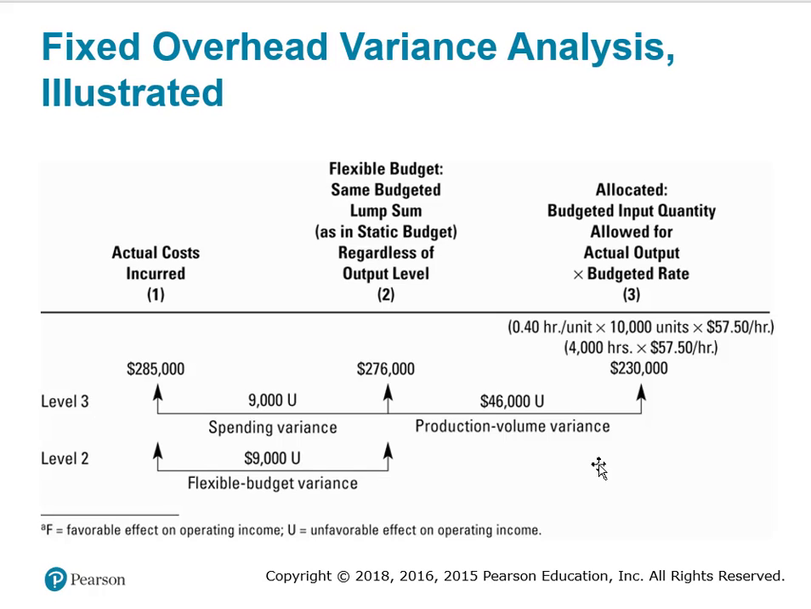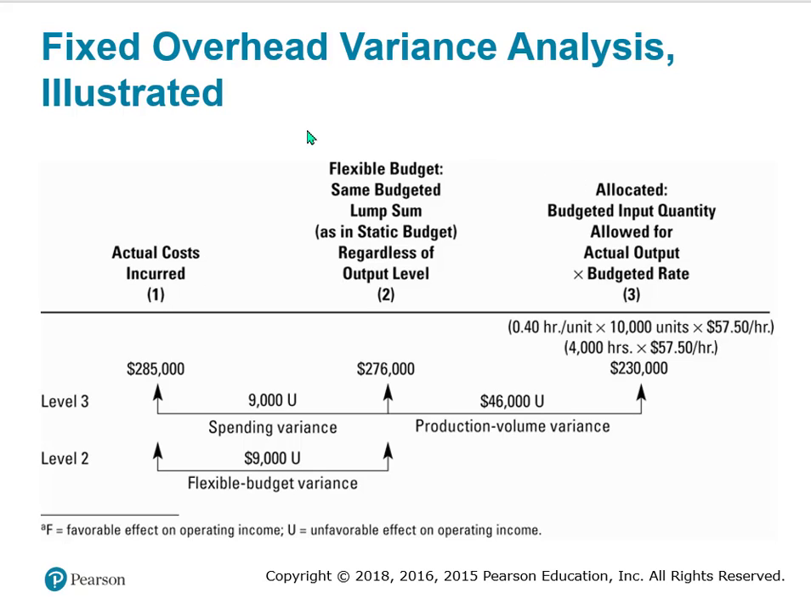So here is the basic formula for it. This is fixed overhead variance analysis. And these are actual costs incurred. So actual costs to flexible budget, and the flexible budget and the static budget are the same. And then what's been allocated? What's allocated is the budgeted input quantity allowed for actual output. So it might be a quarter pound times $10 or whatever. A quarter pound for each actual unit produced, times the budgeted rate. The budgeted rate, and that makes sense.